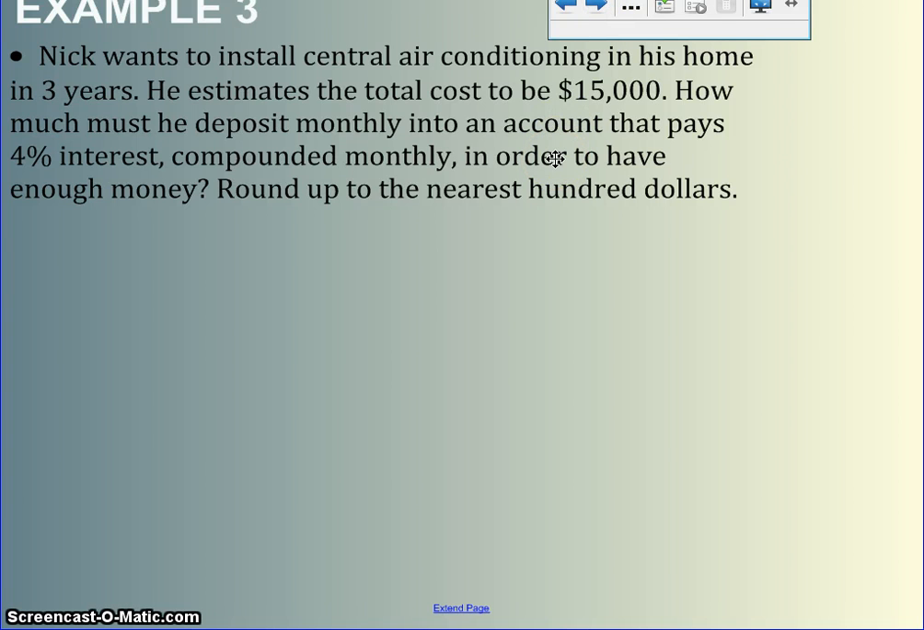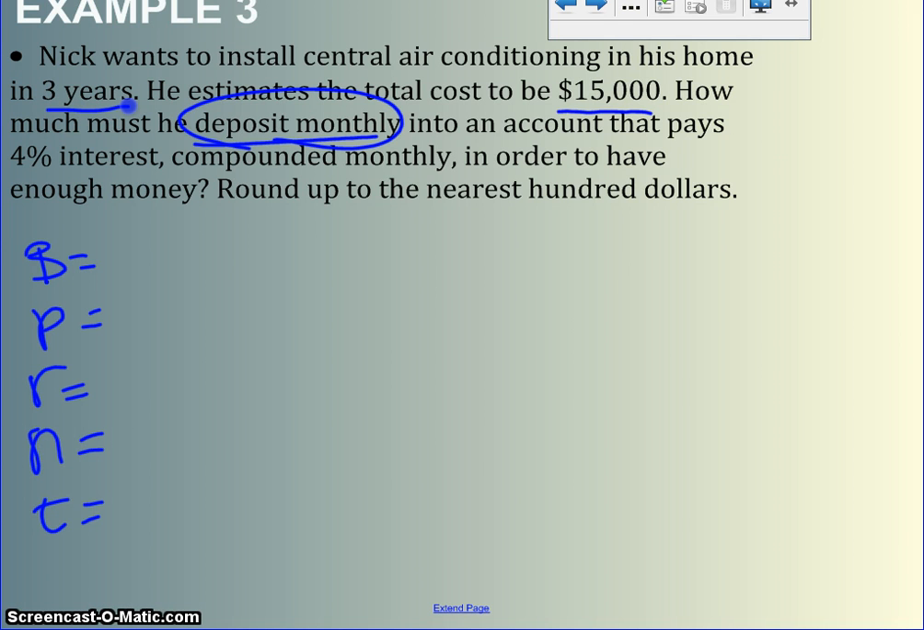All right, last example that we'll be doing for this unit. Nick wants to install central air conditioning in his home in 3 years. He estimates that the total cost of this is going to be $15,000. And he must deposit into it monthly. So that's kind of your key thing here, is it's saying that he is going to make multiple deposits. He's going to put it in every month. Pays 4% and he knows that in 3 years is when he needs it.